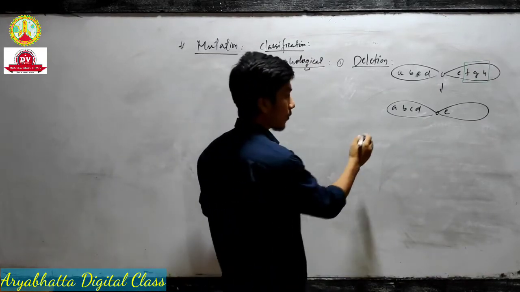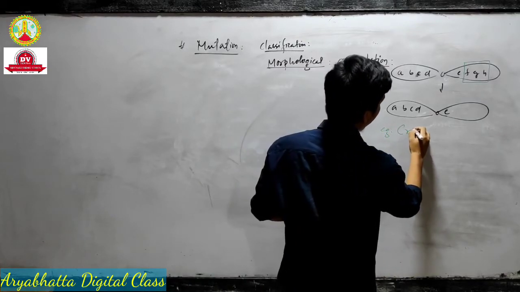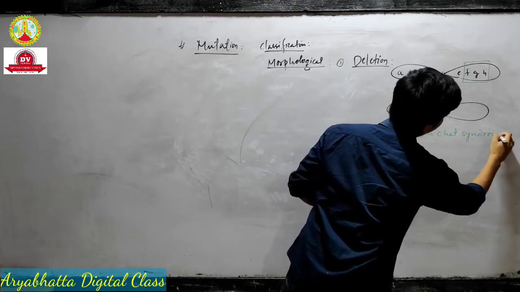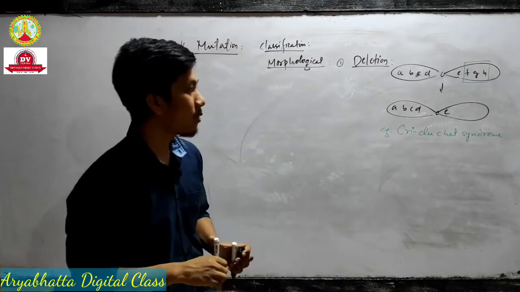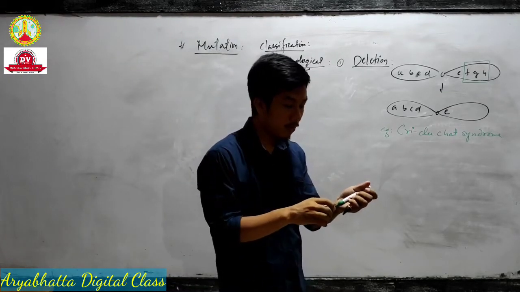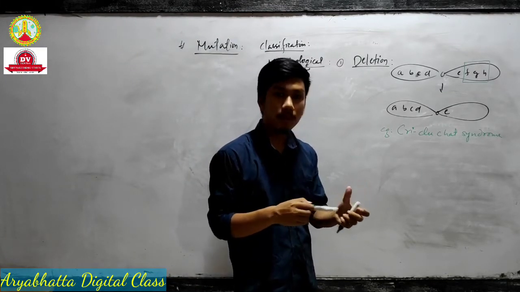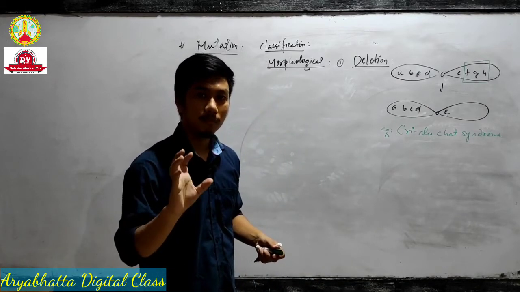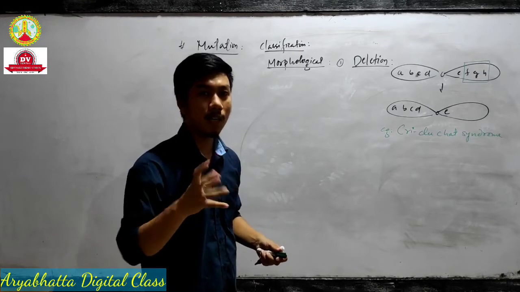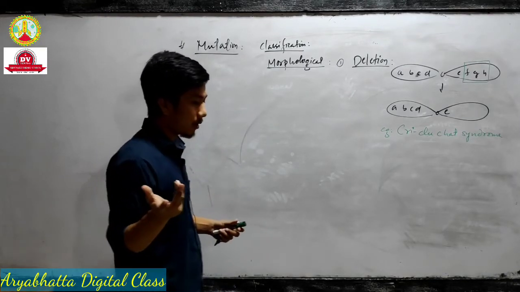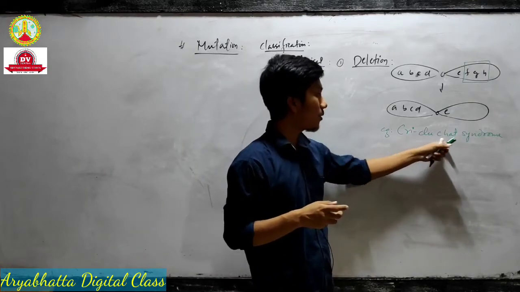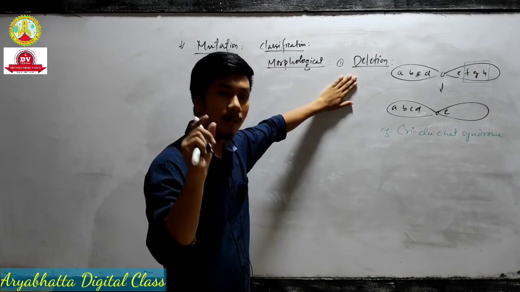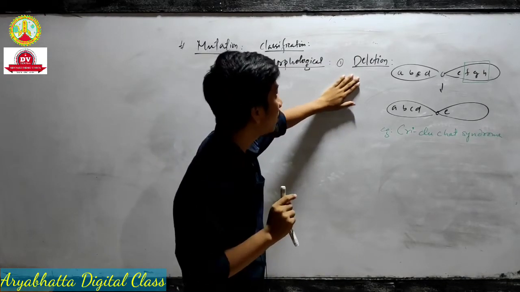What kind of disease? I'll give you one disease name: Cri-du-Chat syndrome. I don't know if you have seen it or not. Some people, when they cry, it doesn't sound like a normal person's crying. It sounds like a cat. That's why it is known as Cri-du-Chat syndrome. So what happened in that case? In deletion, some segment of the genes gets deleted, resulting in mutation.